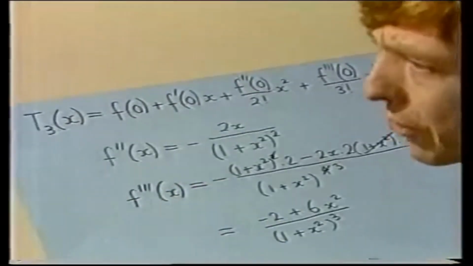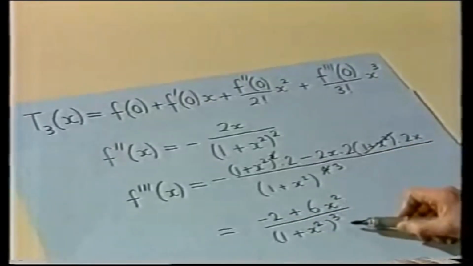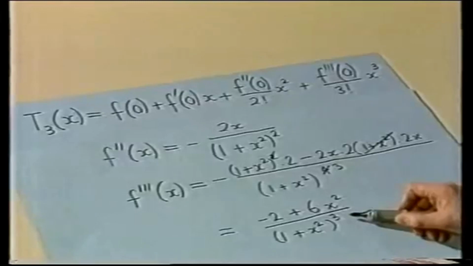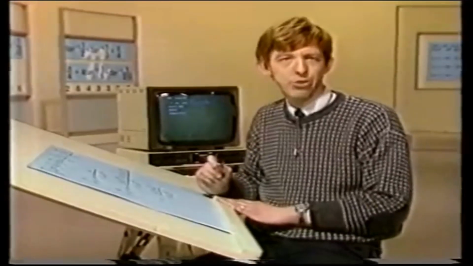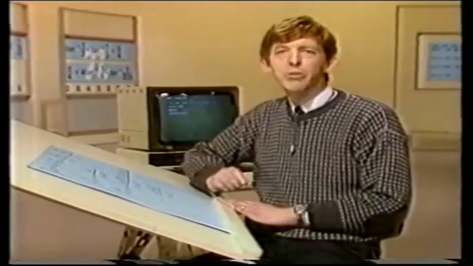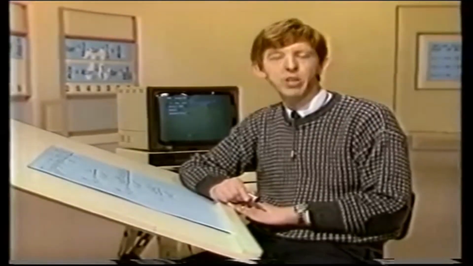Now, to get the next term, we'd have to differentiate minus (2 plus 6x squared) over (1 plus x squared) all cubed. And I'd rather not do that. Later terms would be even harder to work out. So, finding the Taylor polynomials of tan to the minus 1 x directly seems to be rather difficult. But remember, our aim is to find the Taylor series of tan to the minus 1 x. Is there some other way to do it?